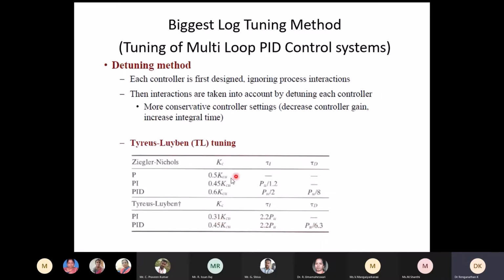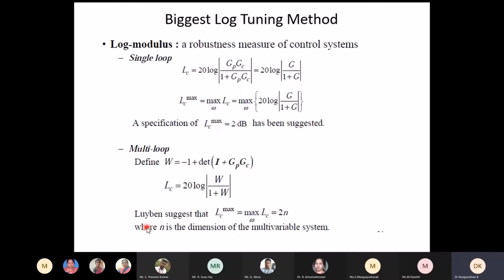So this is our normal Ziegler-Nichols setting. From that, Tyreus and Luyben have derived these settings for the PI and PID controller. What we do here is use it for identifying the log modulus. When you take a log modulus for a single loop, obviously we have the controller as well as the system, so we are going to take that in as a log modulus.